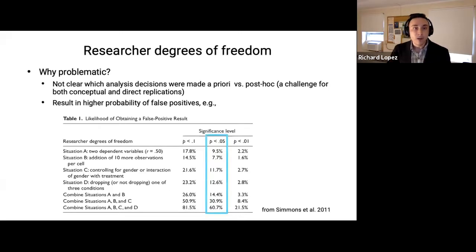So I just want to bring your attention to this one column in this table from the Simmons et al. paper. And going down row-wise are different scenarios where different things are toggled in terms of controlling for different factors.